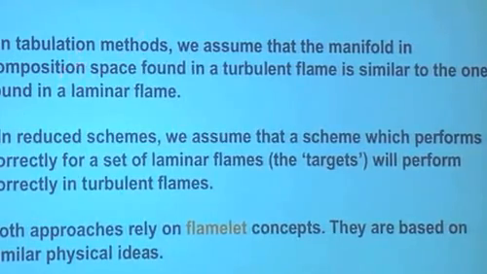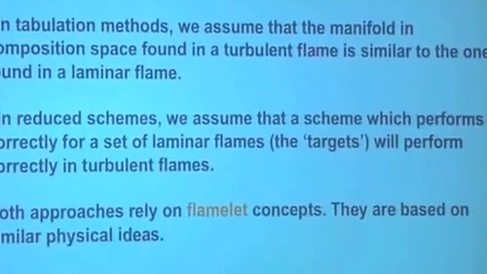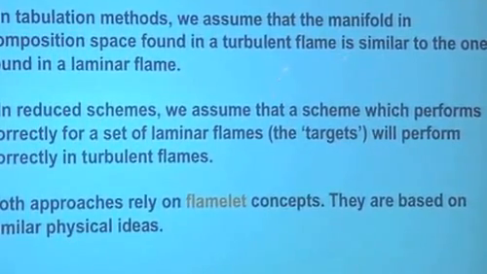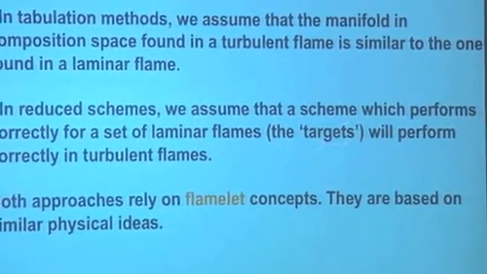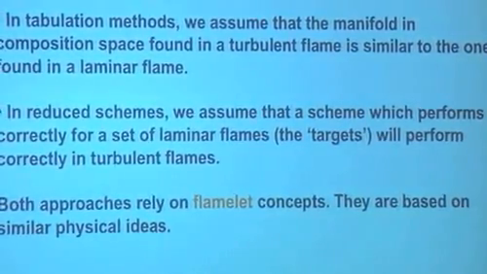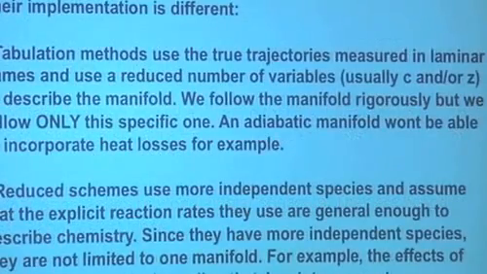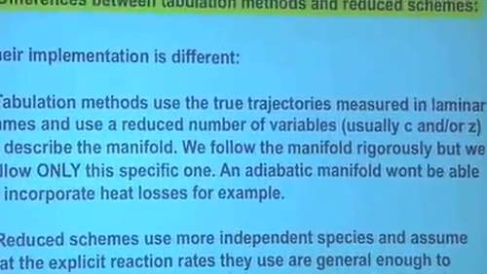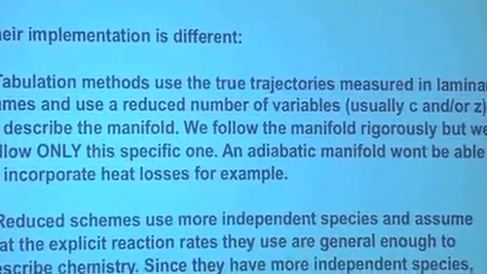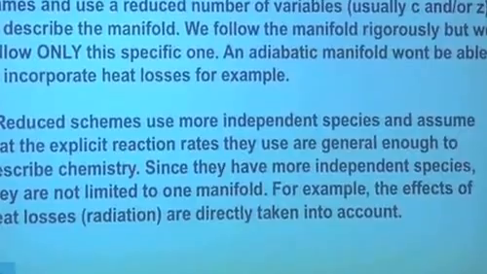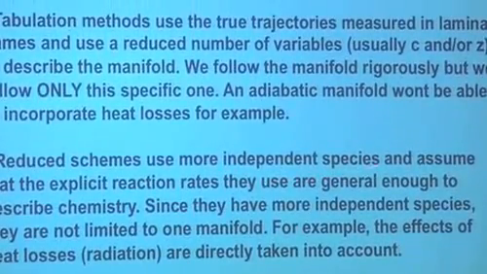In one case, we do it at the level of the manifold. That means at the level of the species themselves. In reduced schemes, we don't care about the manifold. We only care about the targets. And we say, if we conserve the targets, we'll be fine. In practice, of course, the implementation is different. The tabulation methods will use the trajectories and the reduced number of variables. And as I said, the reduced schemes will use many more independent species.